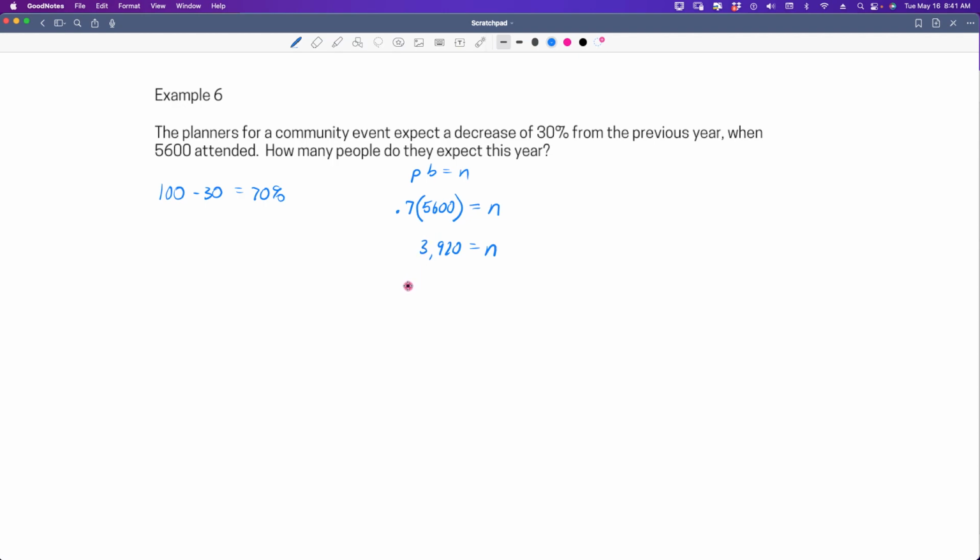And that is the last example problem that we had for lesson 1.3, percent of change. So I will see you in lesson 1.4.